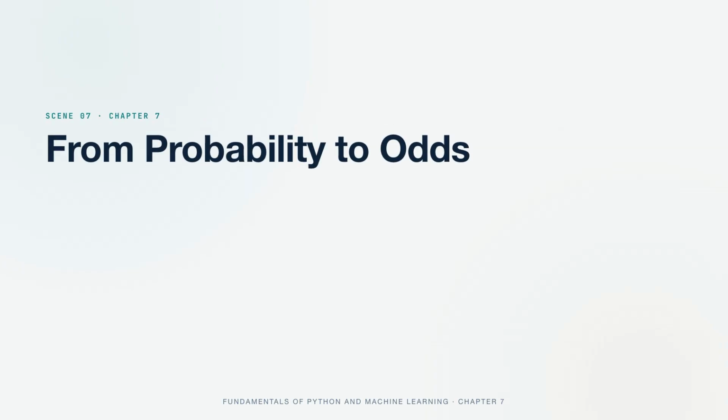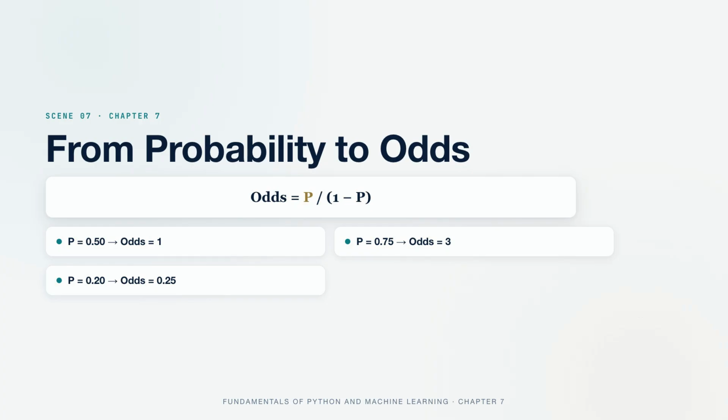Odds compare the probability that an event occurs with the probability that it does not occur. The formula is probability divided by 1 minus probability. If the probability is 0.5, the odds are 1. This represents equal odds. If the probability is 0.75, the odds are 3, meaning the event is estimated to be 3 times as likely to occur as not occur. If the probability is 0.2, the odds are 0.25. Probabilities are restricted between 0 and 1, while odds range from 0 toward positive infinity.